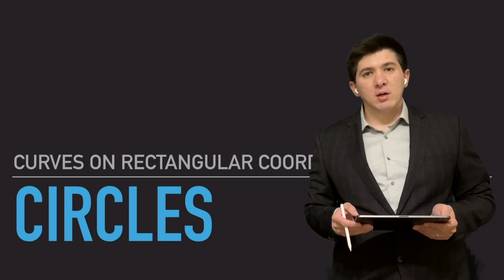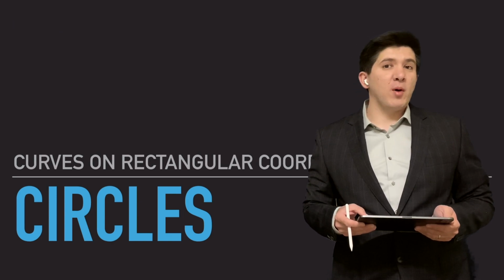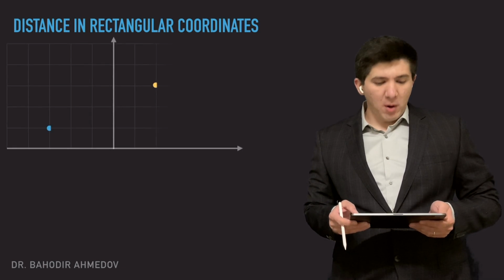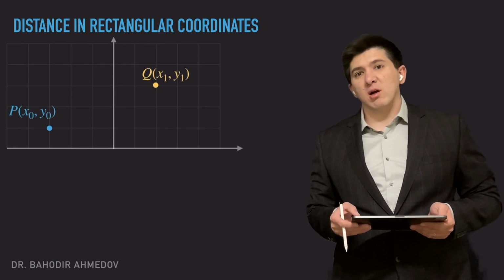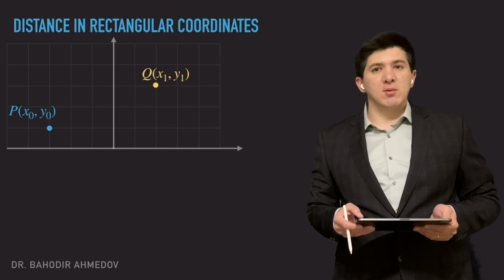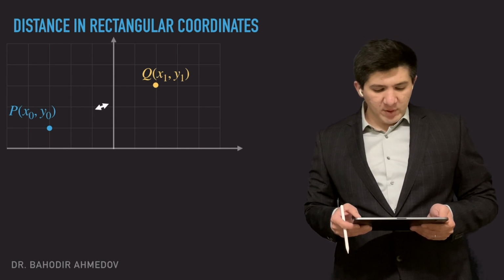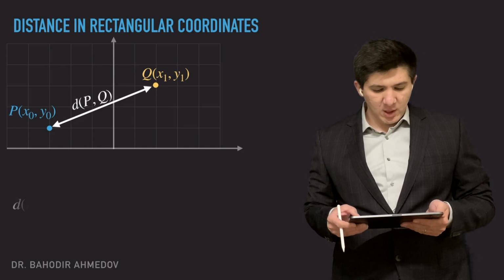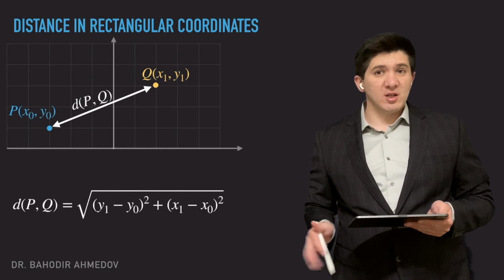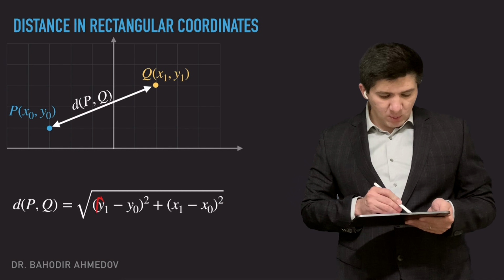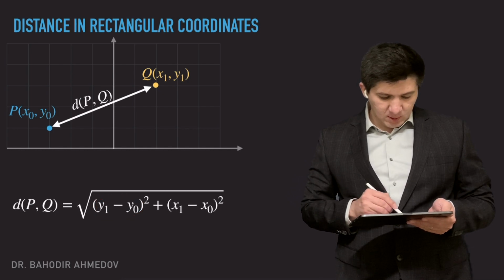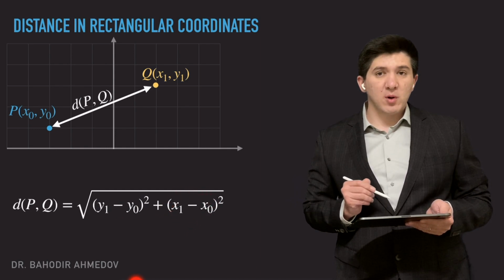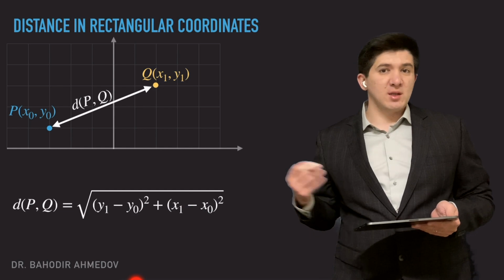So I would like to start this video with how to define points on the rectangular coordinates and how to find the distances between them. Let's say I've got 2 points on the rectangular coordinate system with coordinates x0, y0, and x1, y1. If I would like to find the distance between them, I need to use the following formula. The distance between these 2 points is the difference between the y coordinates, and the difference between the x coordinates, their squares, their sum, and take the square root.